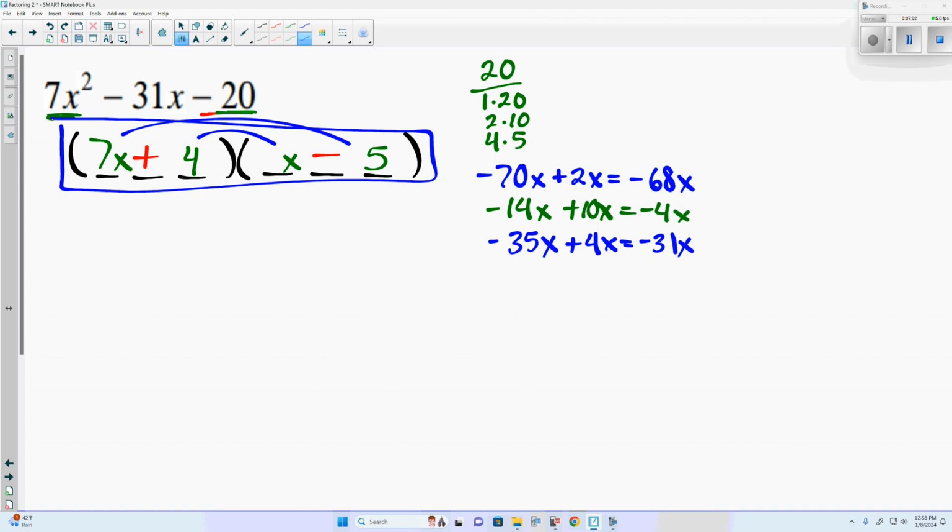So 7x plus 4 times x minus 5. Now we could write this in the other order and say that it's x minus 5 times 7x plus 4, but those are the exact same things, just written in a different order. Questions on this one here? Are you ready for the next one?